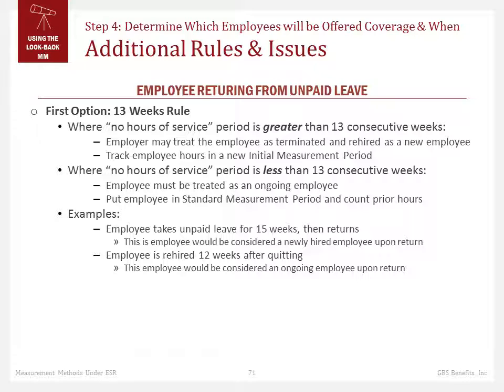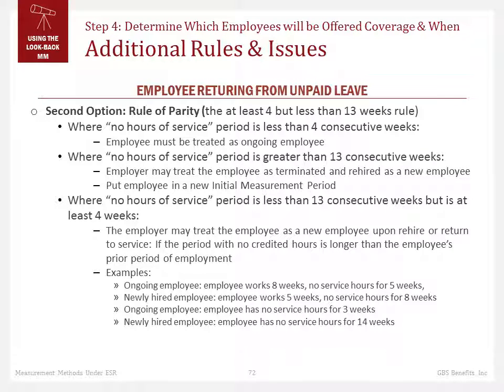So, examples: employee takes unpaid leave for 15 weeks, then returns. Because they were gone for 15 consecutive weeks, longer than 13, when they return, they would be considered a newly hired employee. Second example, employee is rehired after 12 weeks of being gone. When they return, because they were gone for less than 13 consecutive weeks, they would be considered an ongoing employee, and therefore they would be put back in wherever you are in your standard measurement period, and they would be given credit for hours they worked within that cycle.